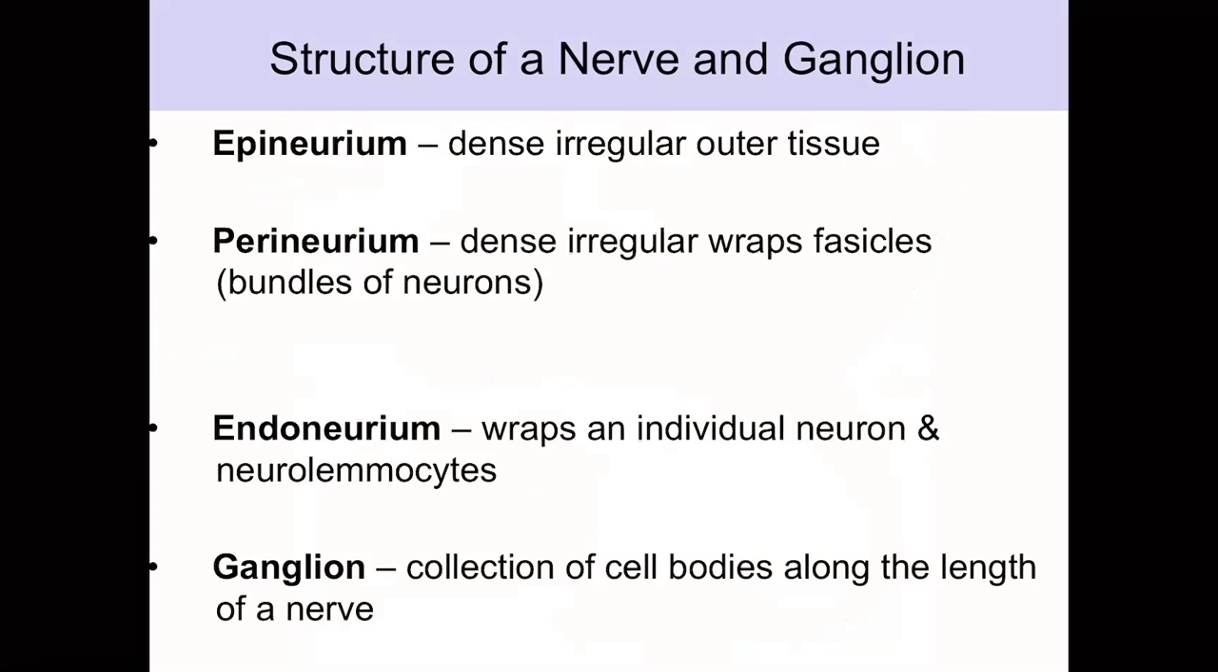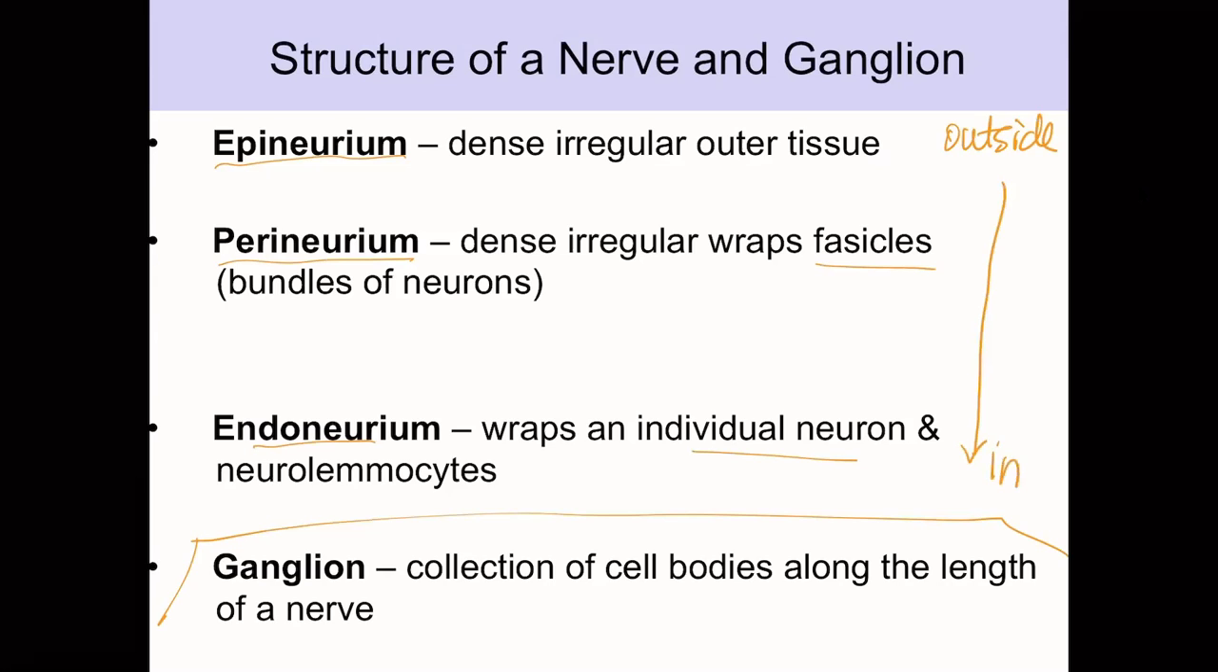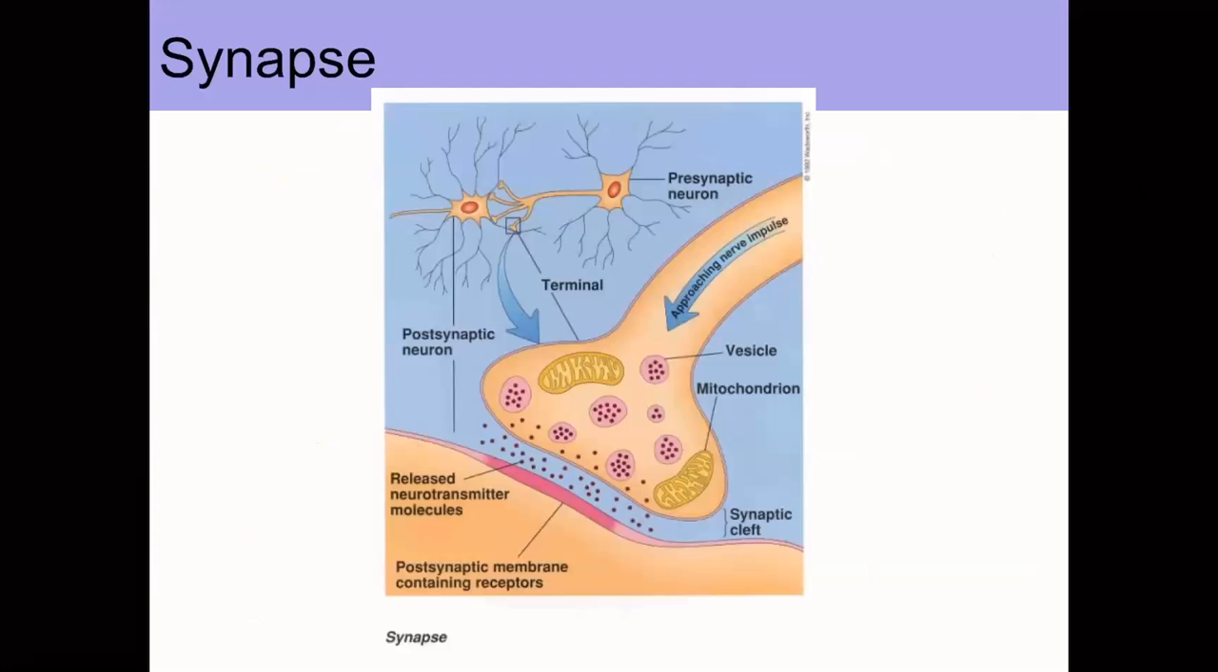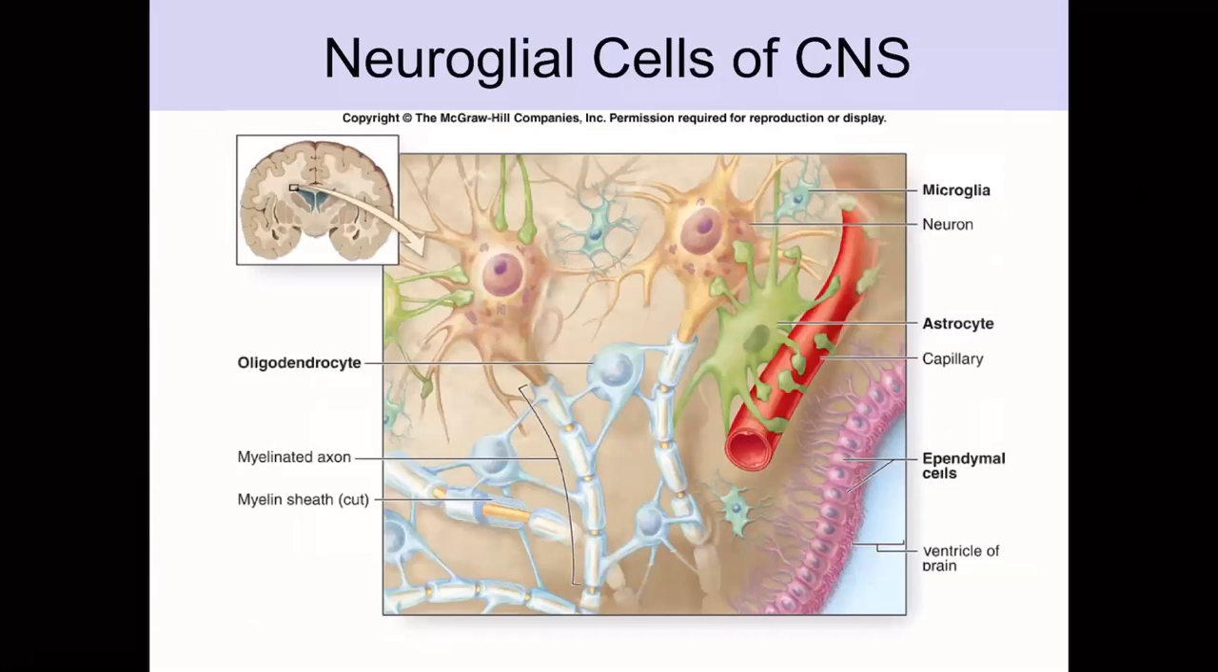Okay, so epineurium: I have dense, irregular outer tissue. Perineurium wraps the fascicles. Endoneurium wraps the individual axons. And then I have, kind of random in here, a ganglion. We'll have to talk about that. So this is from the outside to the inside: epi, peri, endo. Now a synapse. Where do I have ganglion? I'll get to ganglion, hold on.